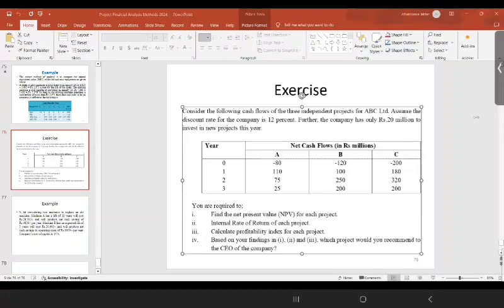Say if you are taking project A, their initial investment is 80 million, 110 cash inflow in the first year, second year 75, and third year is 25. If anybody else has done it, please share your answer.